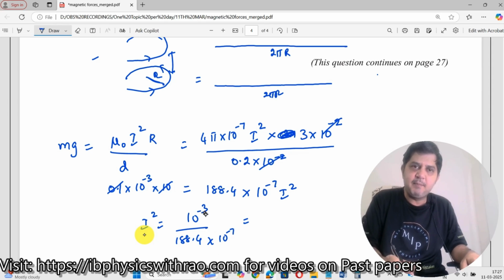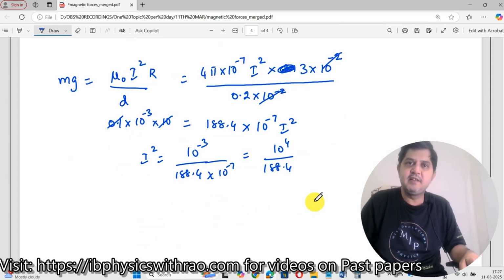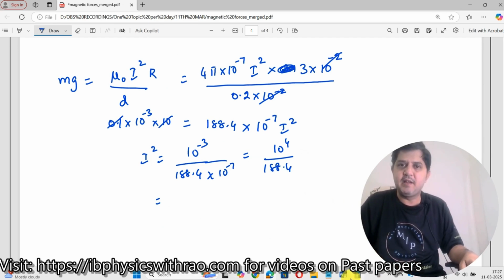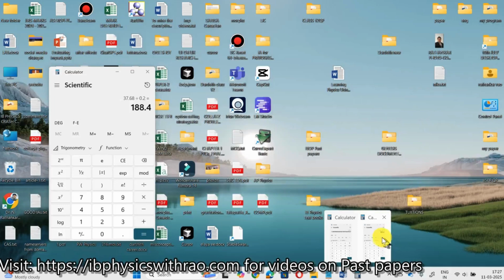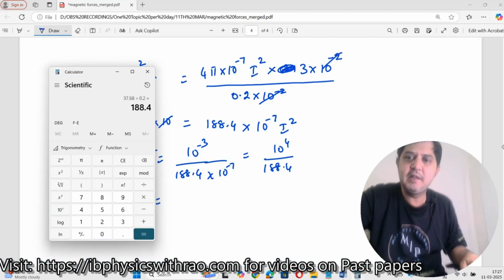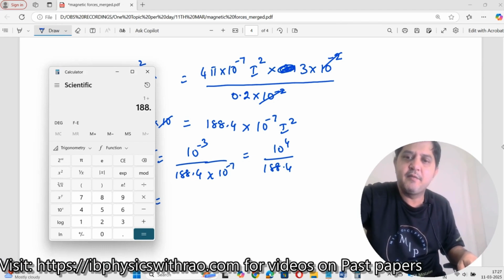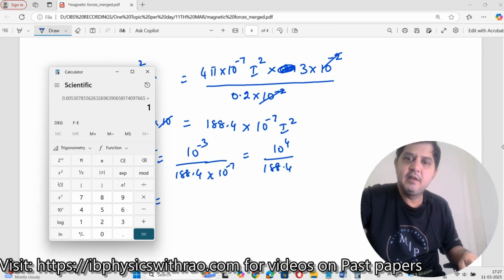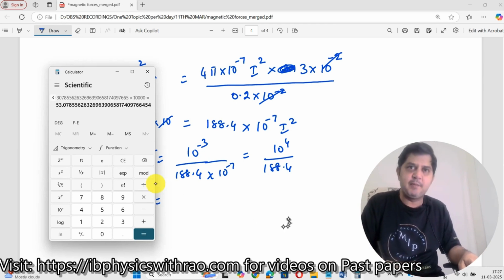10 power minus 3 into 10 power minus 7 becomes 10 power plus 4. 10 power plus 4 divided by 188.4. Let us simplify this also. Let me take up my calculator. This should be 1 divided by 188.4. I get this value, multiply this by 10,000. I get this answer 53.07.